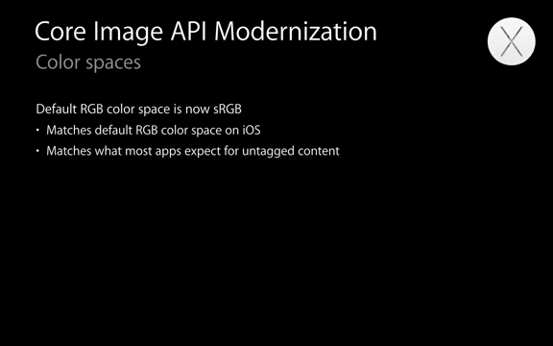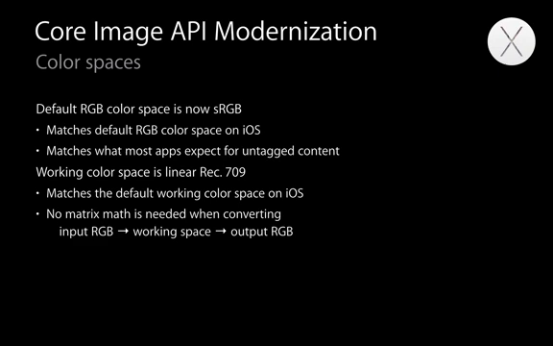So we've also made some modernizations on OS X with regard to color spaces. The default RGB color space is now sRGB, which is great because it matches the default RGB color space that we have on iOS, and it also matches what most modern applications expect for untagged images.